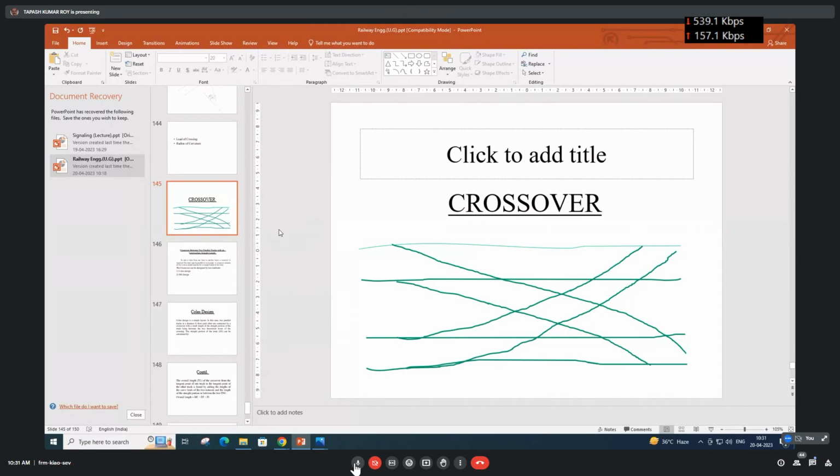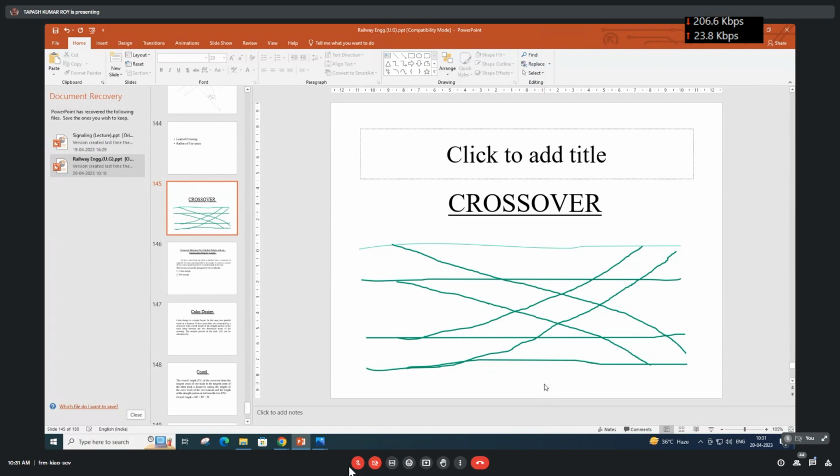So the diamond crossing is in between that. In that case, one line will be open. This line will be stopped when the train passes from here to here, and another line will be open. So this is the way of providing the crossover for shifting the train from one straight track to another straight track. We follow this path, and this procedure is known as crossover.